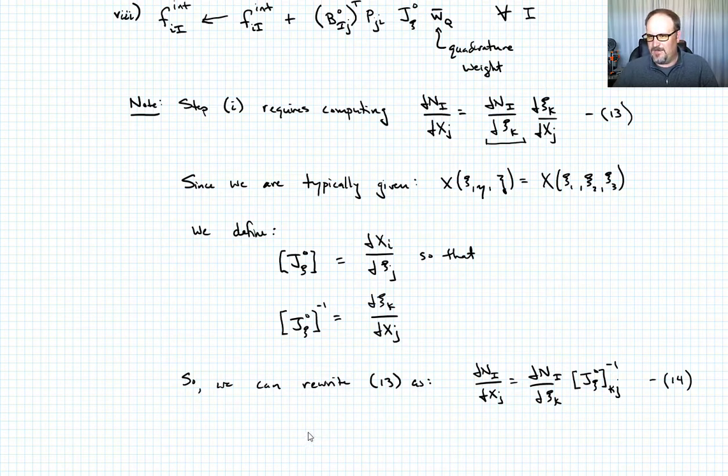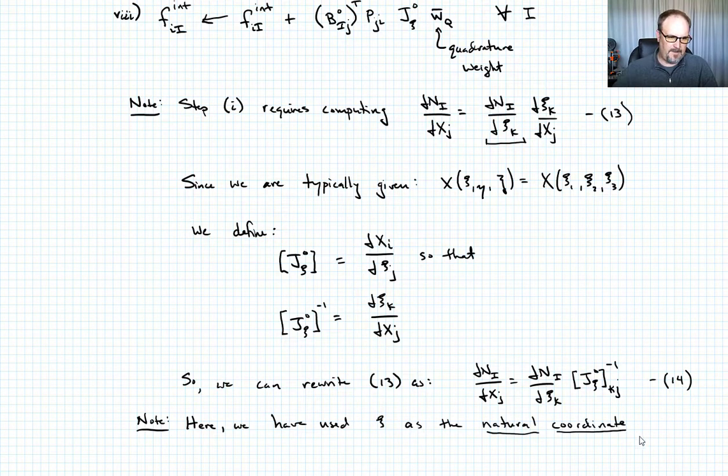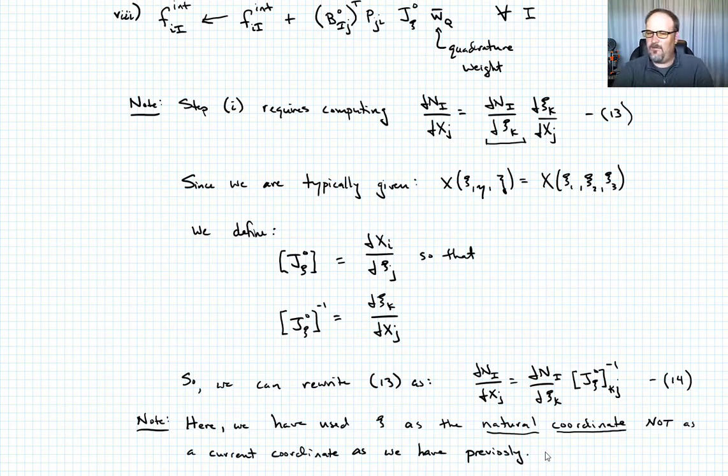I'll remind you again, another note: in the development here we've used xi as the natural coordinate, not as the current coordinate as we have in the past. So that really is all there is to the total Lagrangian formulation. That's how we would evaluate the quantities, and that's the methodology. We would employ exactly the same methodology to solve it as we talked about already with the 1D case. In at least the dynamic case, we could use an explicit form or something like that.